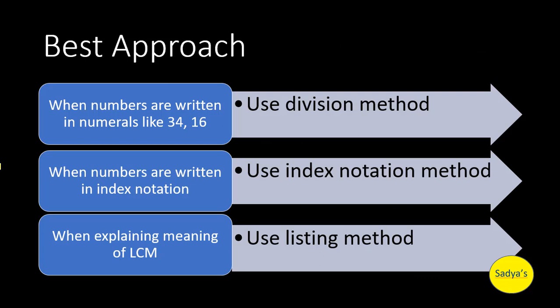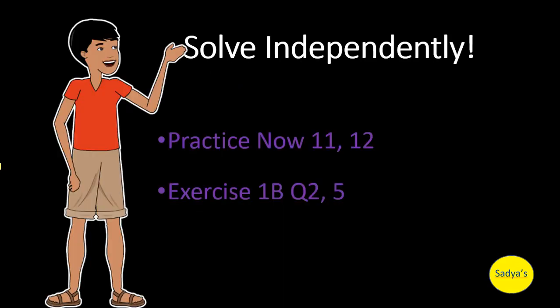With so many methods to find LCM, which approach is better? So when numbers are written in numerals like 34, 16, it's better to use division method. And when numbers are written in index notation, it is easier to use the index notation method. Listing method is very helpful when we have to explain the meaning or concept behind LCM. I hope now you can find LCM of given numbers.